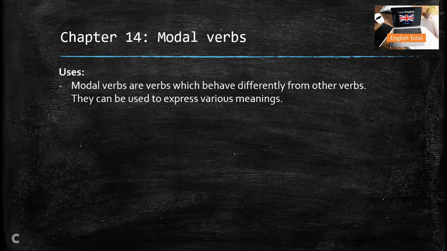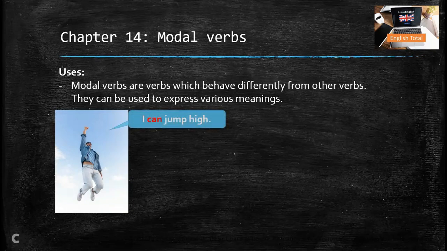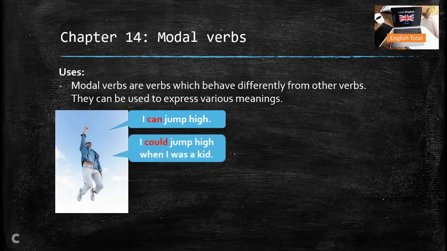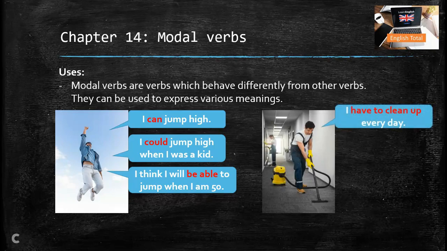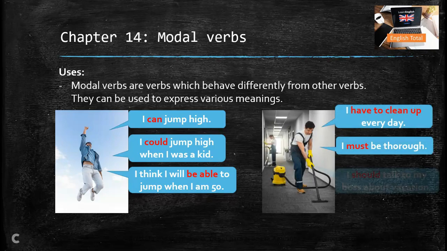Modal verbs are verbs which behave differently from other verbs. They can be used to express various meanings. Here are a few examples. I can jump high. I could jump high when I was a kid. I think I will be able to jump when I am 50. I have to clean up every day. I must be thorough. I should talk to my boss about vacation.